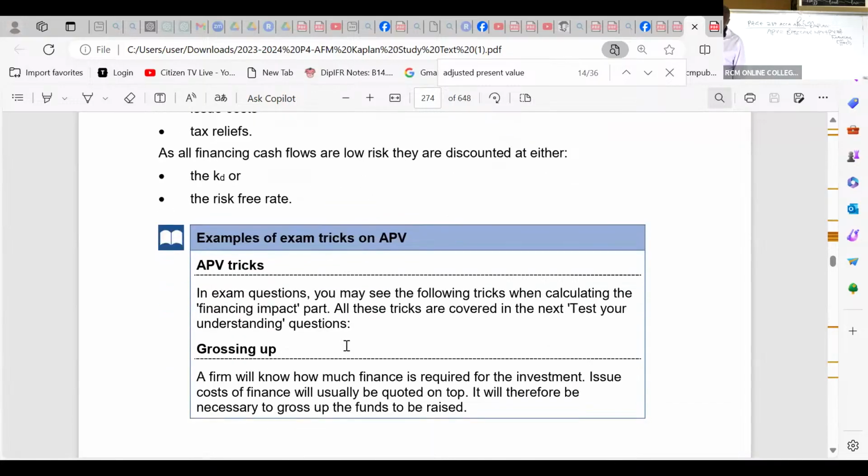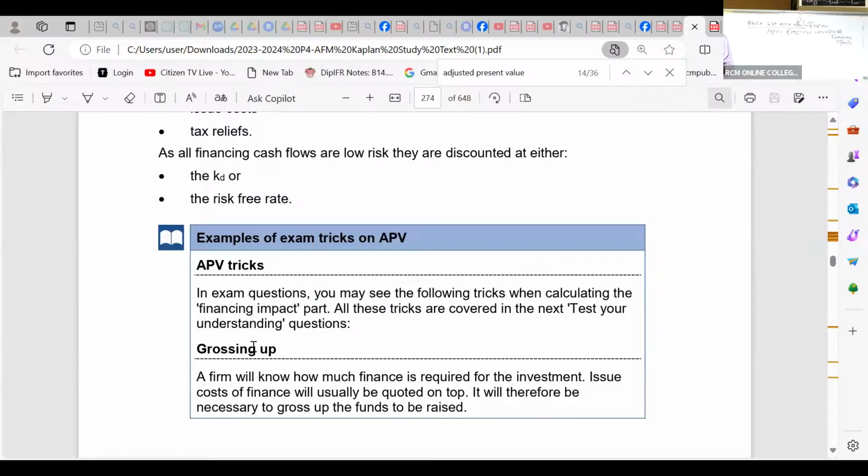Examples of exam tricks on APV, adjusted present value. In exam questions, you may see the following tricks when calculating the financing impact part. All these tricks are covered in the next test your understanding questions.